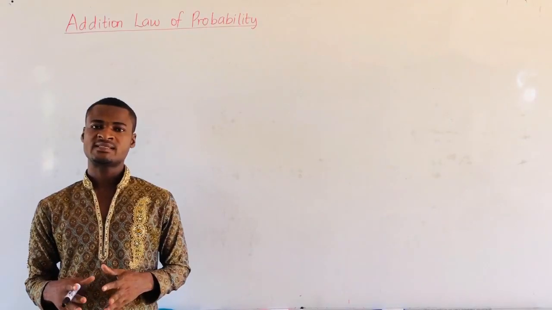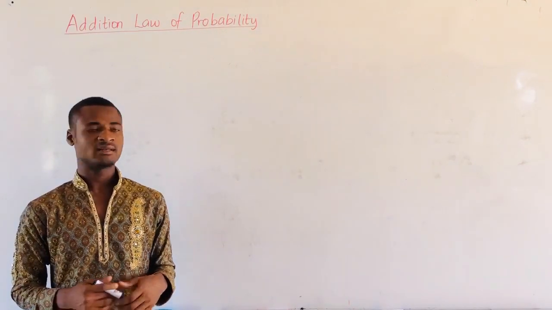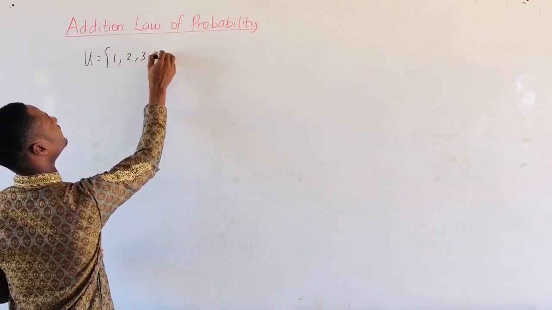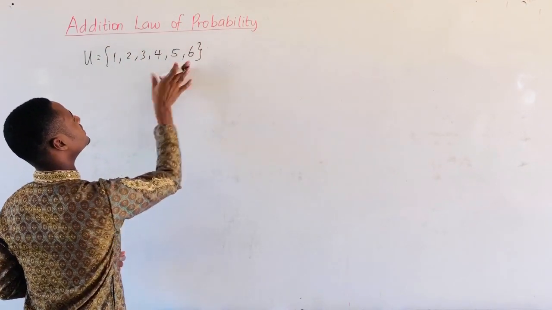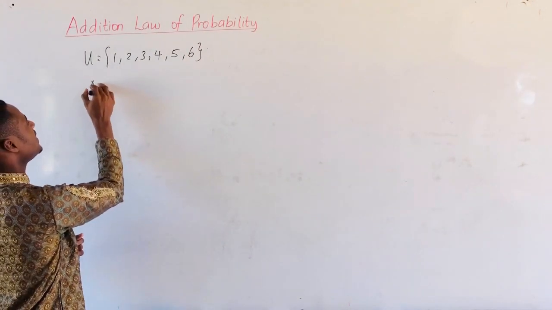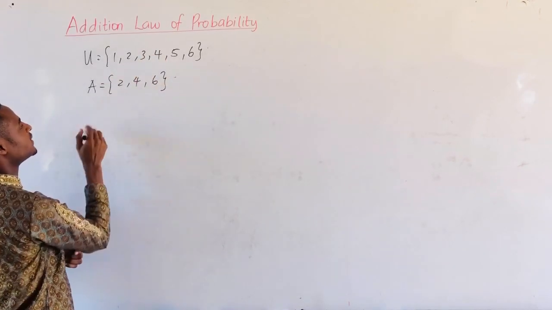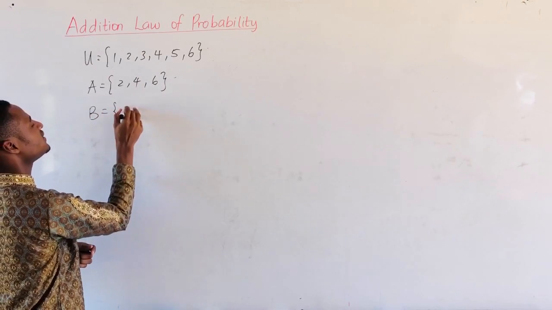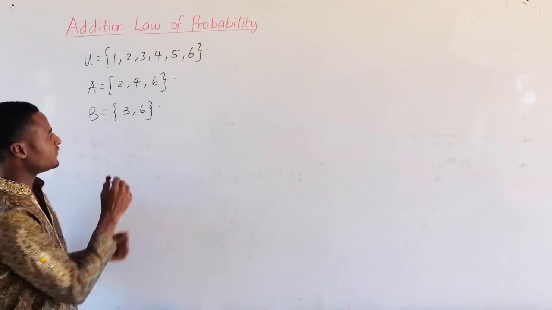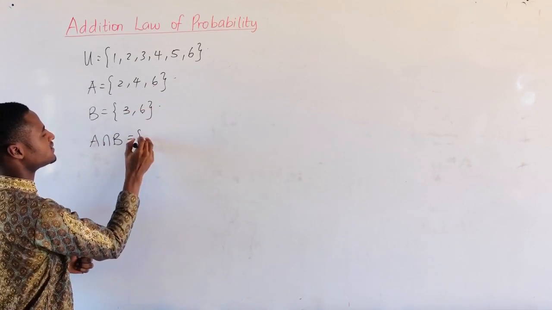In our previous lesson, we discussed some terms such as the sample space, event, and experiment. Let's take a sample space U equal to 1, 2, 3, 4, 5, 6. This is a sample space for the throw of a die. Assuming there are two events, A = {2, 4, 6}, which are the even numbers from the sample space, and B is the multiples of 3 from the sample space, then it will be observed that there is an intersection, A intersection B, which is 6.